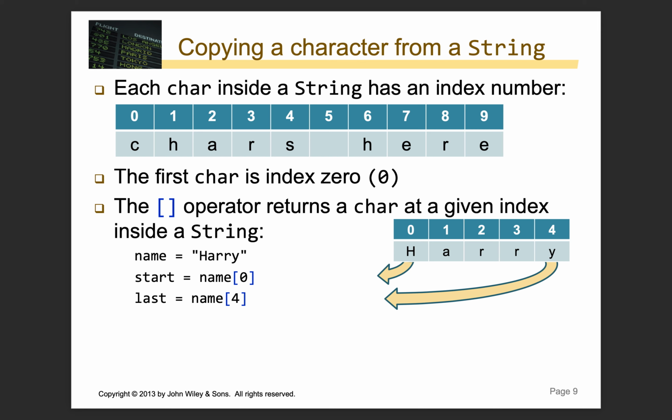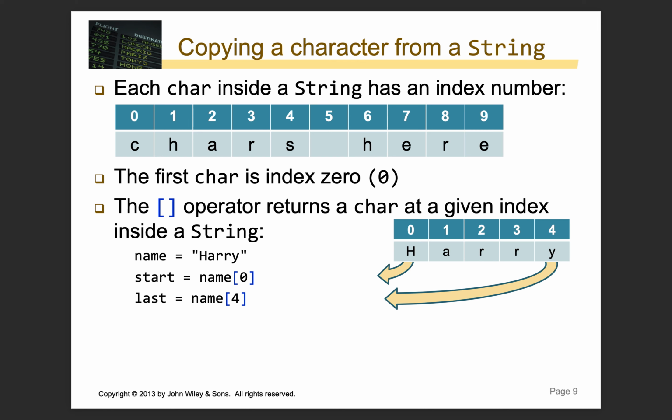Okay, so then we're going to move on to thinking a little bit more about individual characters inside strings. Each individual character inside a string has an index number. The interesting part of this, maybe for people who aren't coming from a computer science background, is that we start indexing from 0. So if our string of characters was chars, then the C is actually in the 0th position. Our first character in our string is actually at index 0.